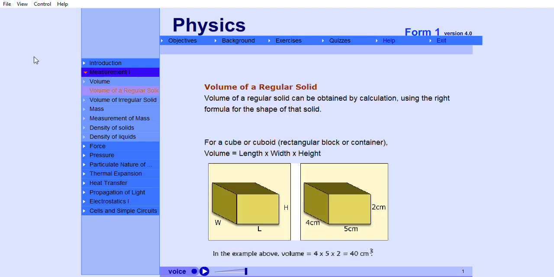Volume of a regular solid. The volume of a regular object can be determined by calculation using the right formula for the shape. For example, to obtain the volume of a rectangular block, we multiply length by width by height.